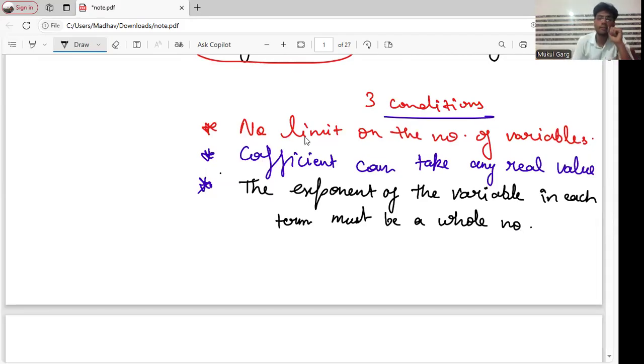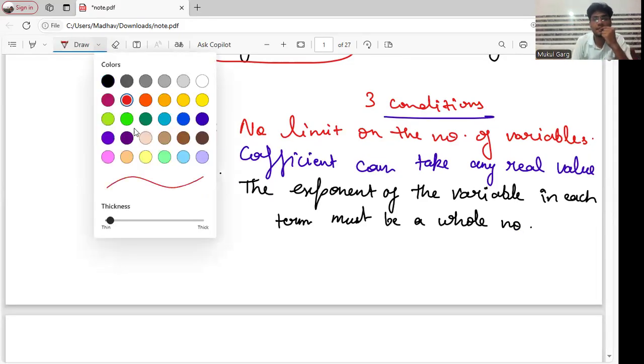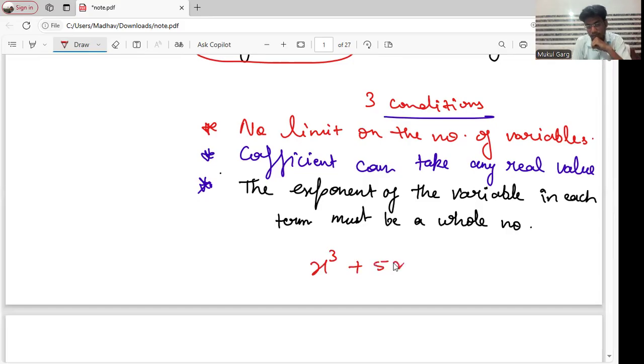ओके, नाउ लेट मी राइट डाउन एन अलजेब्रिक एक्सप्रेशन and we'll see whether it is a polynomial or not. x cubed plus 5x squared plus root 7x plus 6. I have written an algebraic expression. We need to check whether it's a polynomial or not. Or let me make it more interesting. Instead of x, I'm just taking other variables here, y and z. So let's see whether this algebraic expression is a polynomial or not.